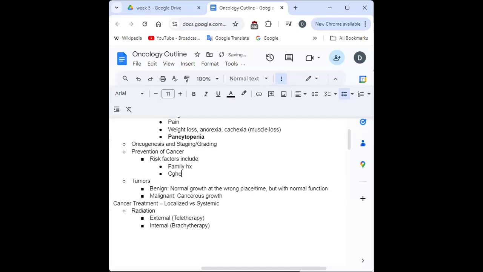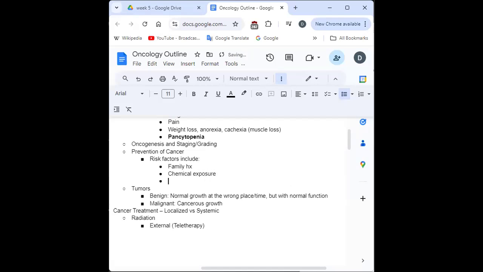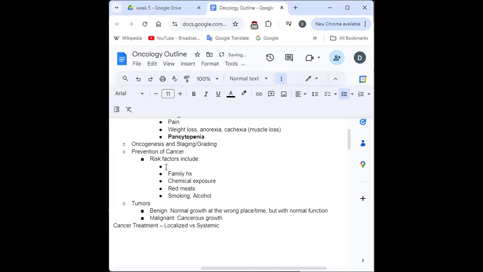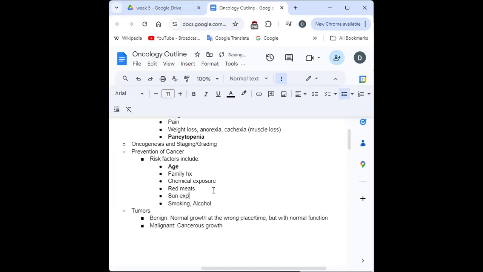Family history is one. Chemical exposure, yeah. Red meats can contribute to colon cancers and stuff. Definitely smoking. Smoking, alcohol. What's probably your number one risk factor, the largest risk factor for developing cancer? Yeah, it's going to be age. Sun exposure can for sure.